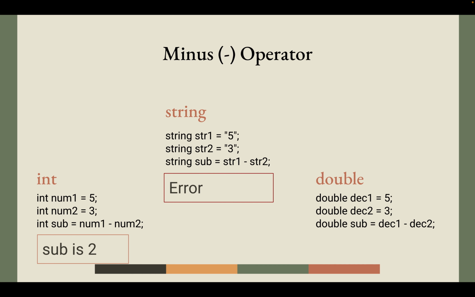The only arithmetic operator that works for strings is the plus symbol. The others are just going to throw an error because how do you subtract the 3 character from the 5 character? There's no way to remove it. And then for double, it'll be like ints here, where sub is 2.